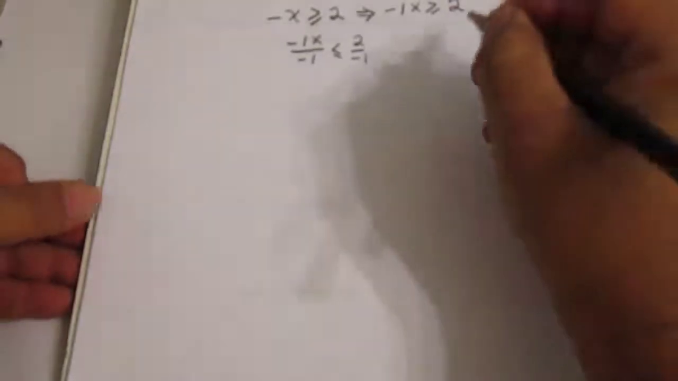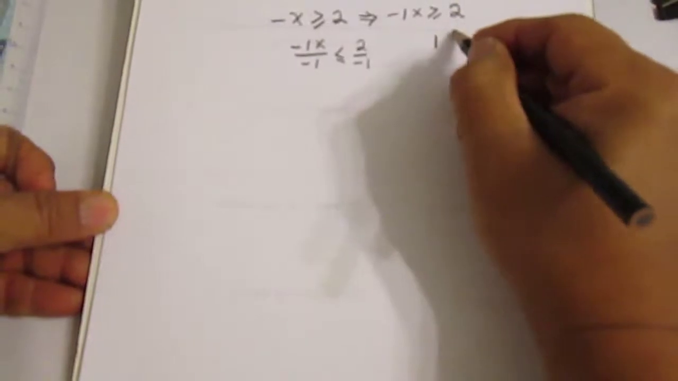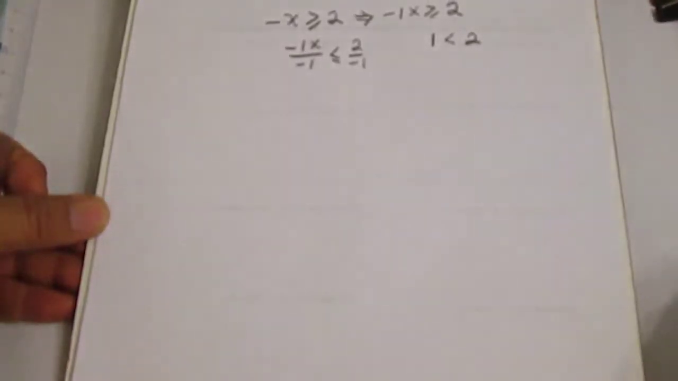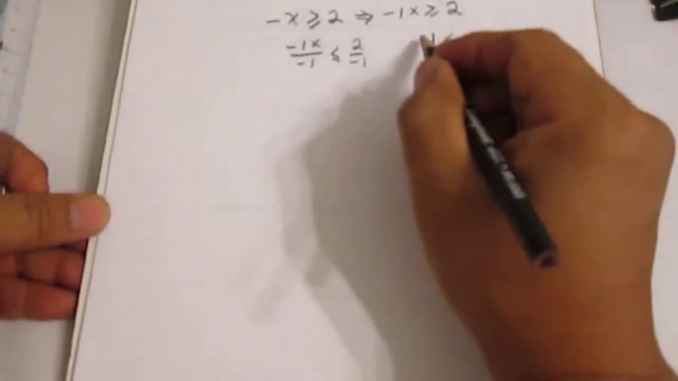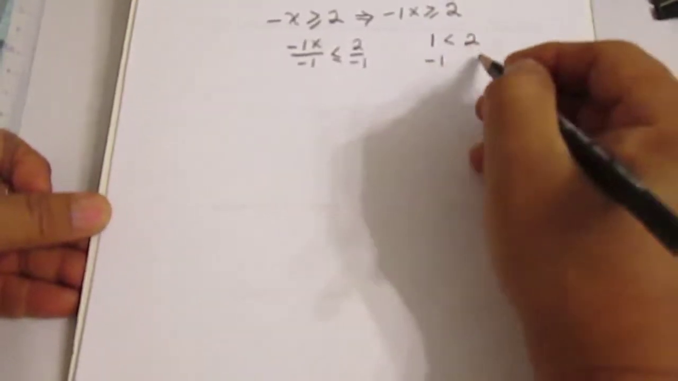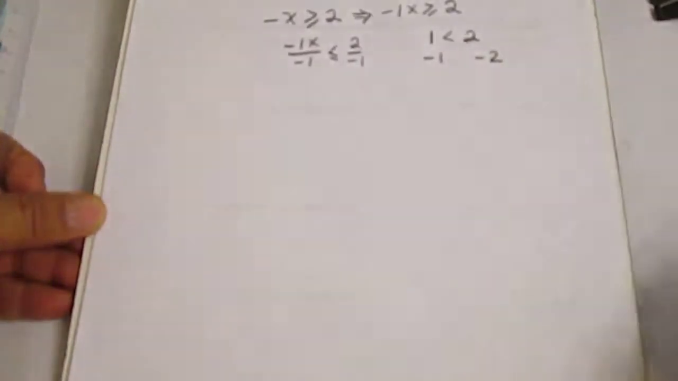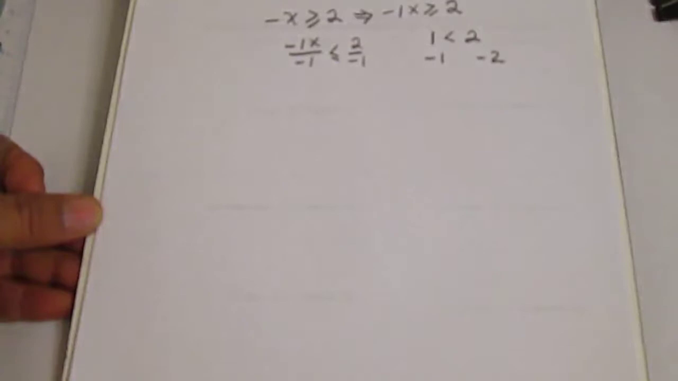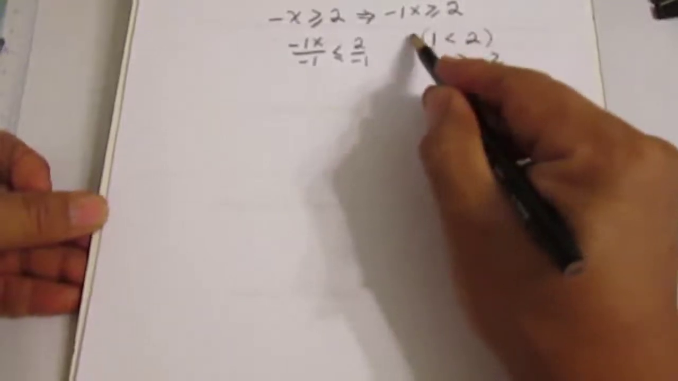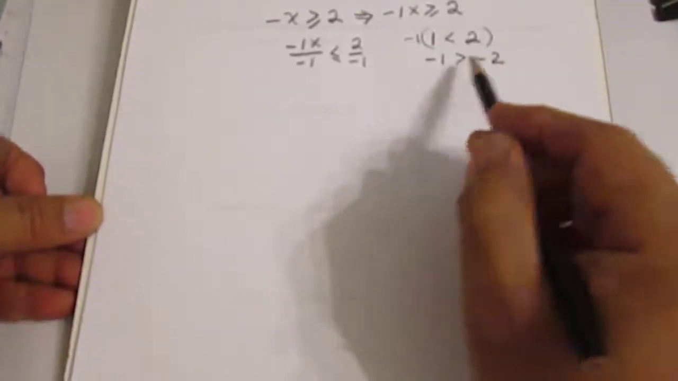And all my students go, oh, wait a minute, why did you flip that around? Well, here's my logic. When you have 1 less than 2, which is true, and then I multiply both of them by -1, I'm going to have -1 and -2. Now, which one is bigger this time? It's this way. So when you multiply the whole thing by -1, that's what's going to happen.